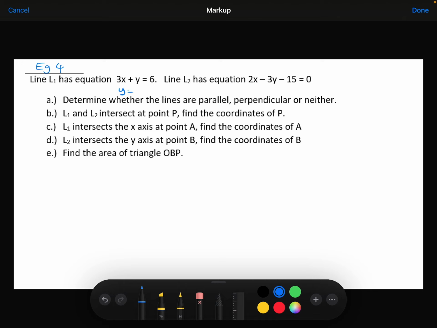So let me rearrange each of these so they're both in the form y equals mx plus c. So the first line, I'm going to subtract 3x from both sides. So I'd get y equals minus 3x plus 6. So its gradient is minus 3. The second line, let me add the 3y to both sides.